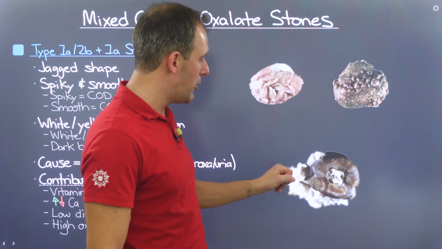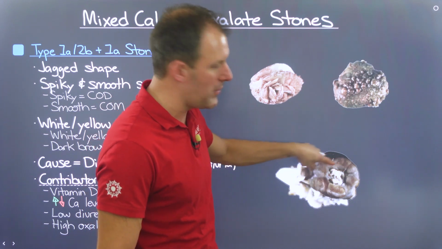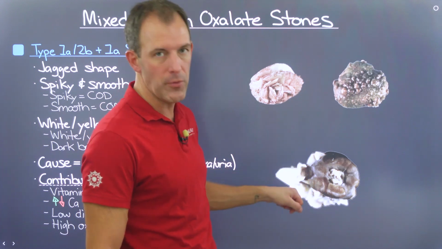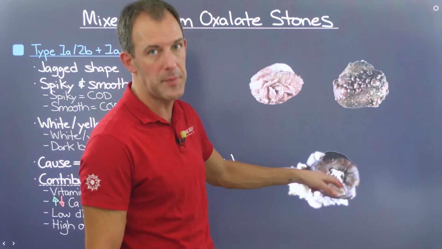And it's very, very curious because as you can see here, this has been attached to one of those renal papilla that we've talked about in previous videos, and you can obviously see that it's become detached.